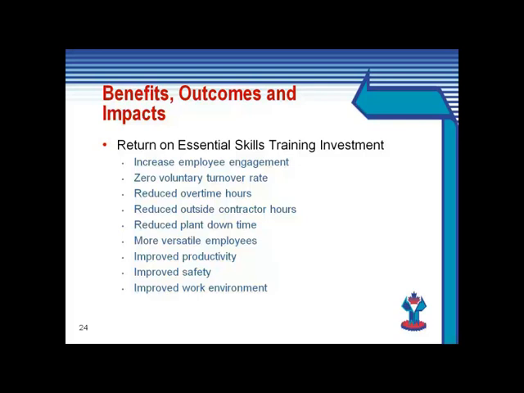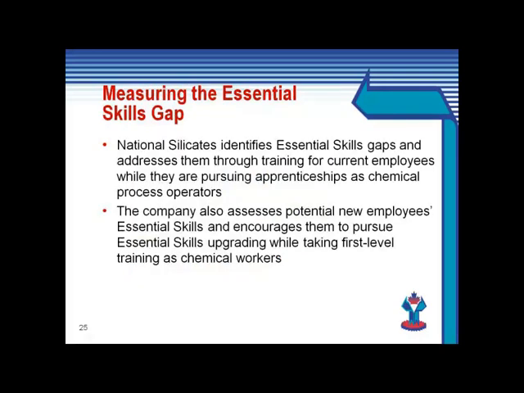Significant outcomes and impacts of the company's essential skills training program include a zero voluntary turnover rate, reduced overtime hours, reduced outside contractor hours, reduced plant downtime, more versatile employees, improved efficiency, improved productivity, improved safety, and an improved work environment.